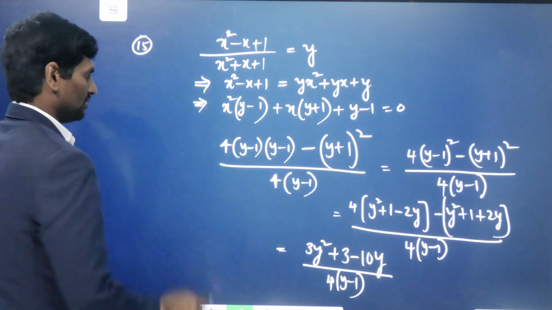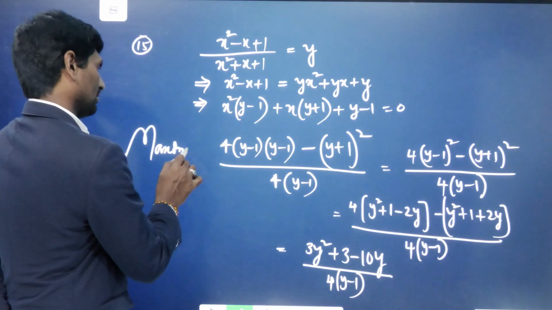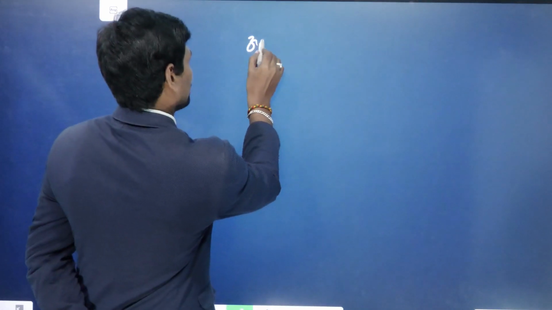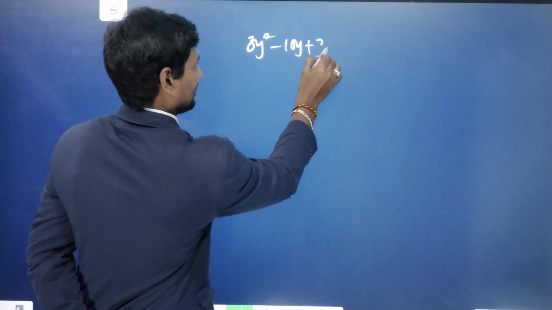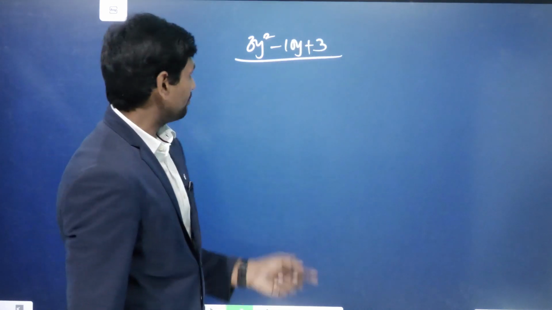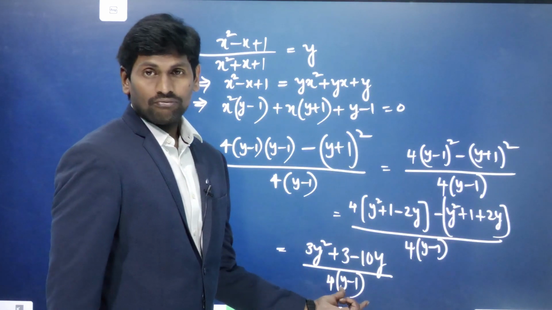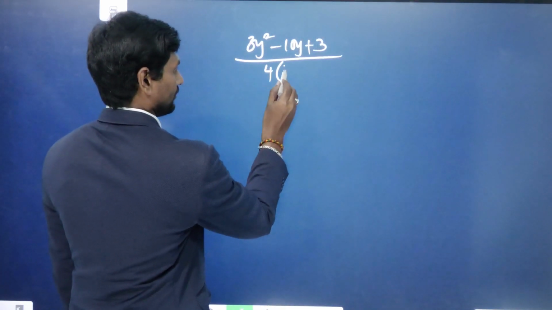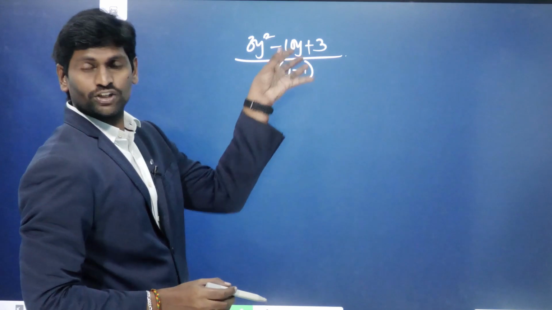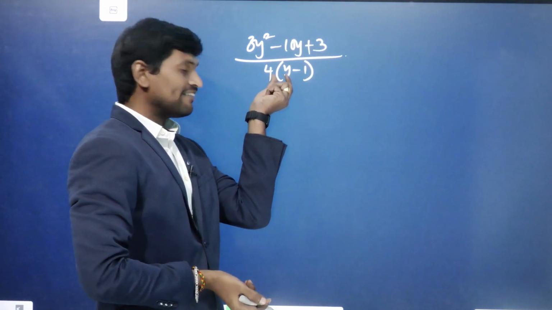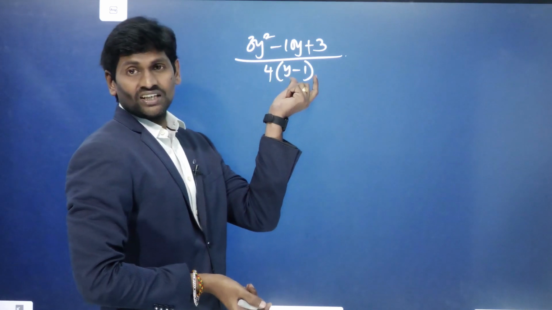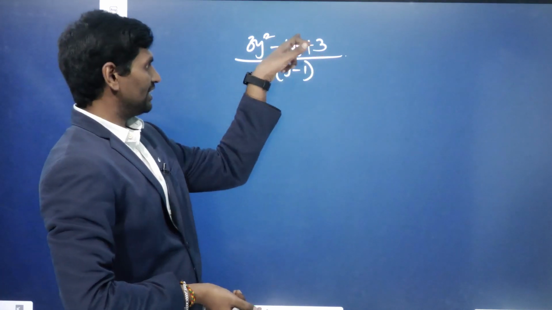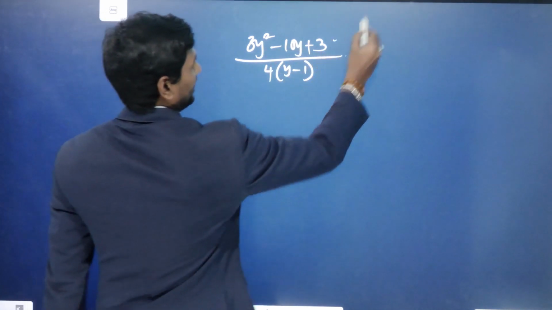That equals the maximum value, right? If you write in order, that equals 3y square minus 10y plus 3 divided by 4 into y minus 1. Okay, now check the numerator value. The denominator cannot have y value 1. If it is exactly 1, what happens? The entire fractional form will be not defined. Anything by 0 is not defined. That's why let us identify this one.